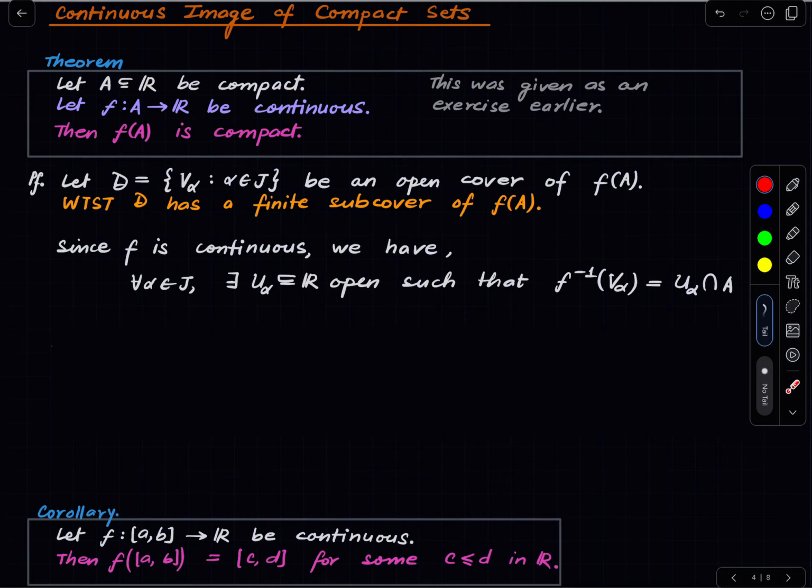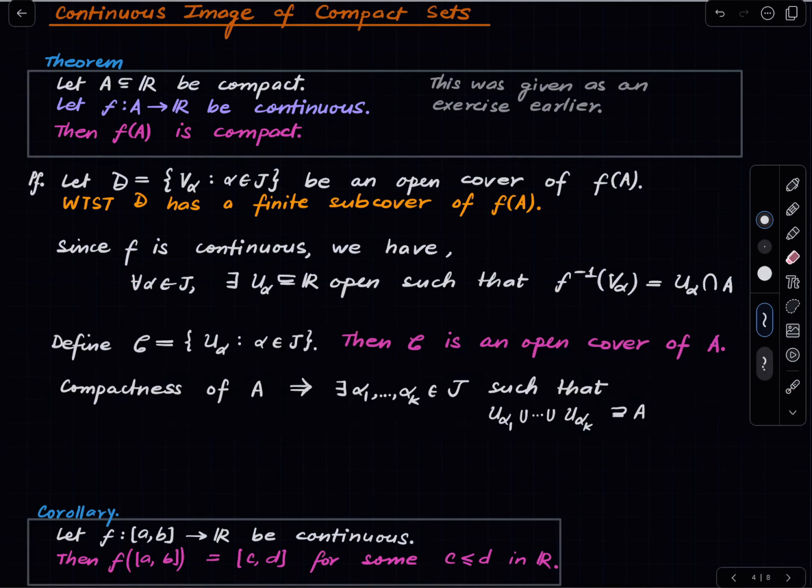So for each alpha, we consider the preimage of V alpha, and we can find an open set U alpha such that this preimage is equal to U alpha intersection A. Okay, so just please note this point. And now we can define this thing. It's the collection of all the U alphas that you get. And clearly this is an open cover of A.